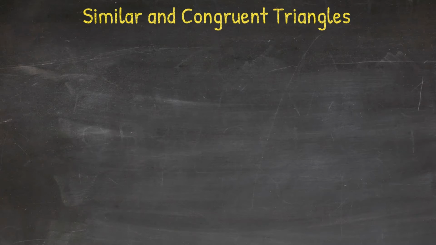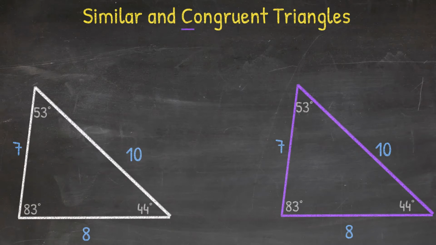So congruent triangles are two triangles that are exactly the same. And what that means is that all the angles and all the sides are exactly the same. So the white triangle equals the purple triangle. It has the same sides of 7, 8, and 10, and the same angles of 53, 83, and 44. So if we're told that the two triangles are congruent, we can assume that they both have the same sides.